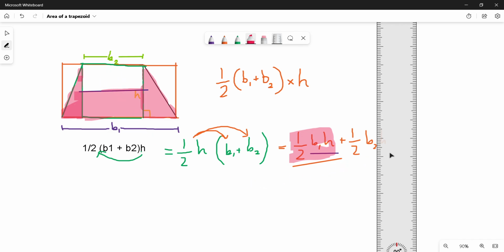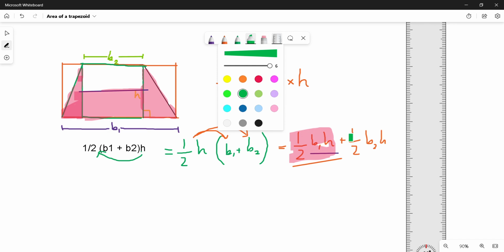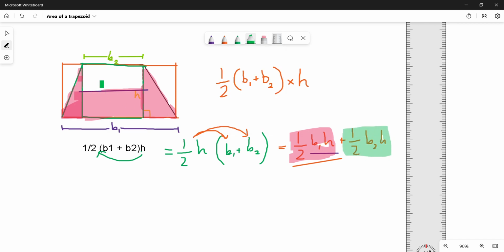If we look at the formula, we still have half of base 2 multiplied by h left. So the area of this left out part has to be equal to 1 by 2 b2h. The length of this part is base 2 and its breadth is half of the height of the trapezoid because we already took the other half of it. So 1 by 2 base 2 into height represents this area.